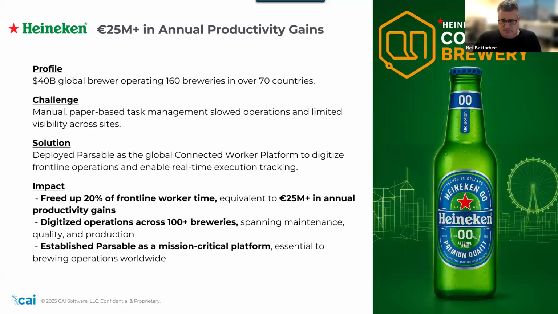Matt, do you drink this? Occasionally, when the time is right. This is actually the 0.0 version here, not the 0% kind. Yeah, so it's a brand that we all recognize, right?